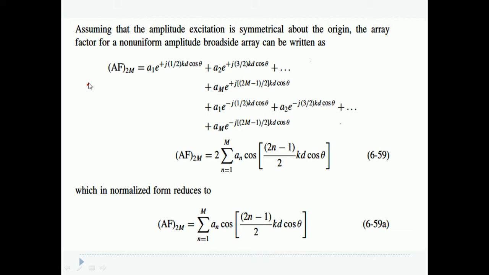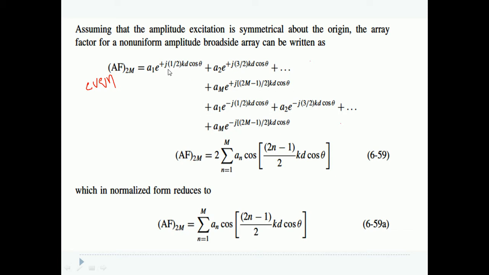So for an even number of elements, the array factor AF 2m is equal to a1 e to the power j 1 by 2 kd cos theta. Likewise we have a2 e to the power j 3 by 2 kd cos theta, and likewise the mth element is written as am e to the power j (2m minus 1) divided by 2 kd cos theta.